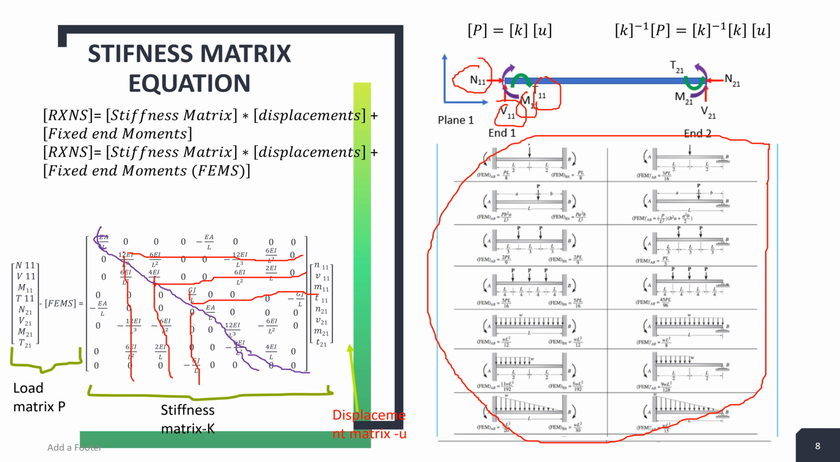So from here we can say that the reactions, let's call the reactions R, equals the stiffness matrix K times the displacement matrix, plus the fixed end moments, FEM.